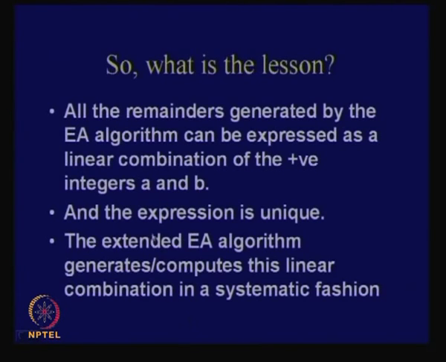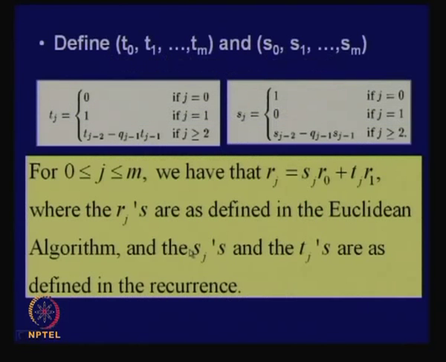So, now we will generalize this. What is the lesson that we learned? That all the remainders which are generated by the Euclidean algorithm can be expressed as a linear combination of the positive integers a and b. Okay, and although I am not proving, it is quite easy to prove that the expression is actually unique. So, you cannot find two such linear combinations which will satisfy this. Okay. So, this extended Euclidean algorithm computes a linear combination in a very systematic fashion. That is the main objective. Okay. So, how do we do this?